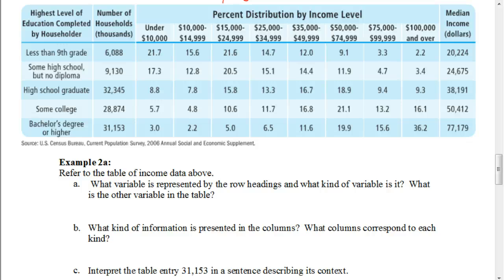So example 2A here, it says refer to the table of income data above. What variable is represented by the row headings, and what kind of variable is it? And what is the other variable in the table? So the first part of that question says, what variable is represented by the row headings? Well, it's referring to the highest level of education right here, that first column. So it's the highest level of education.